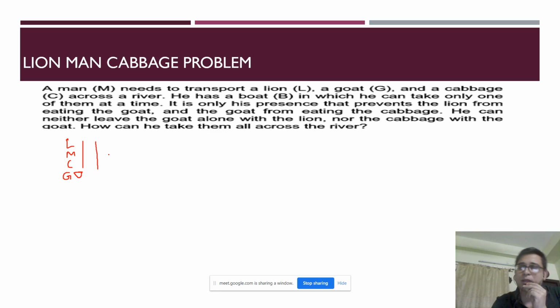স্টেটটা তো আমরা বুঝতে পারলাম, we could understand it in normal language, that in the starting state, all the objects that are there, the lion, the man, the cabbage and the goat are on the left side of the river. এটা তো clear? Okay, the boat is also on that side, right?